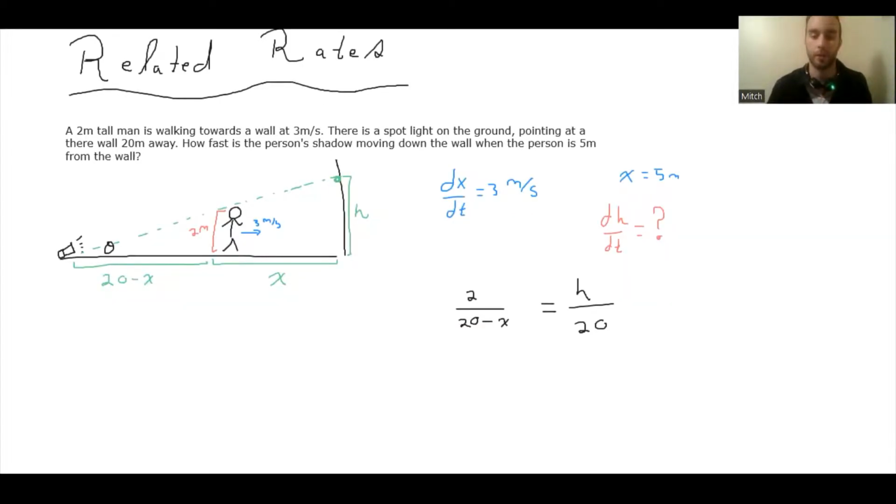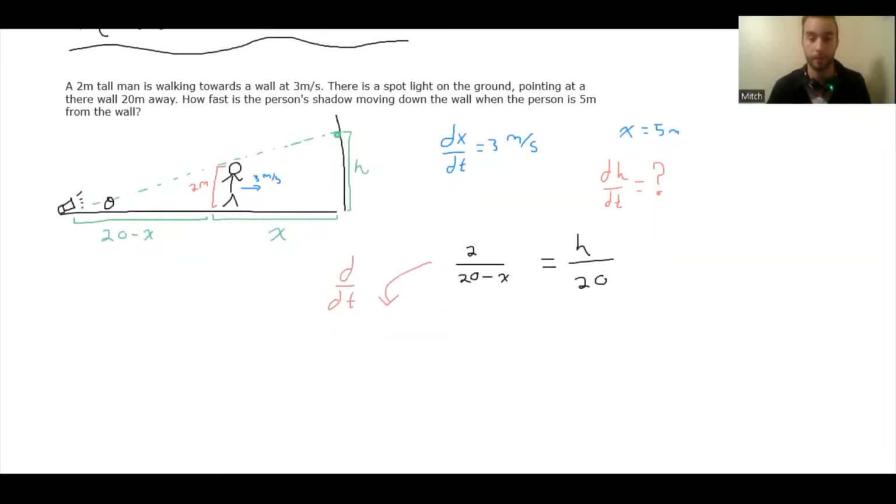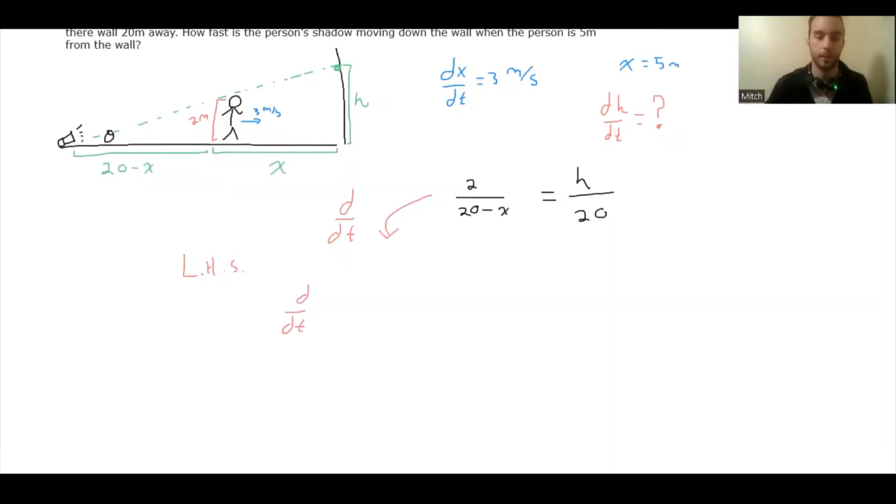So right now I'm just going to take the derivative with respect to time of both sides. So remember that this x is not just a variable, that's also a function of time. This h is a function of time. So remember our implicit differentiation, right? So d by dt, let's look at the left side first. Left hand side, d by dt of 2 over 20 minus x.